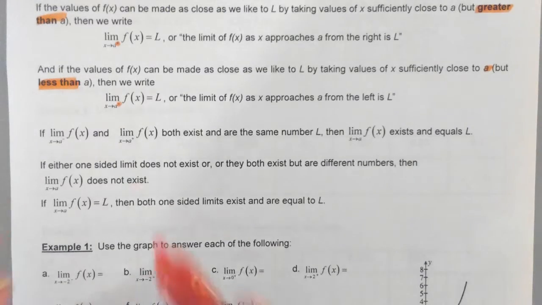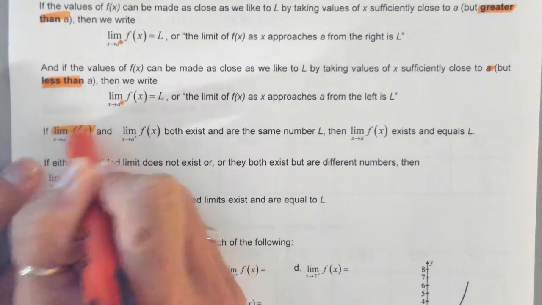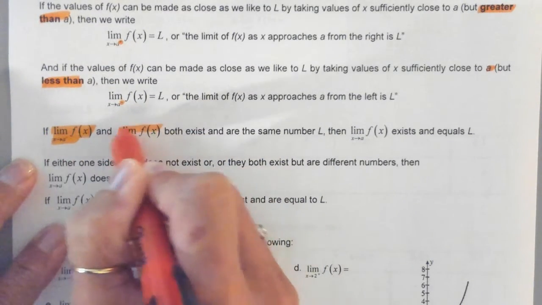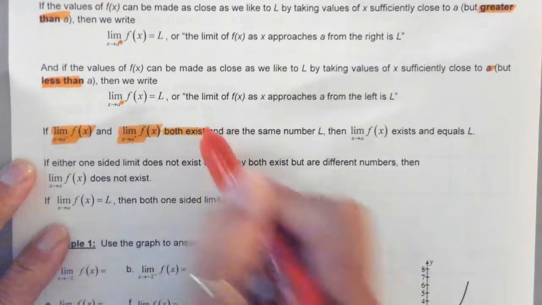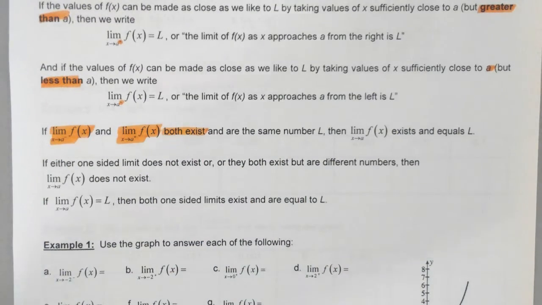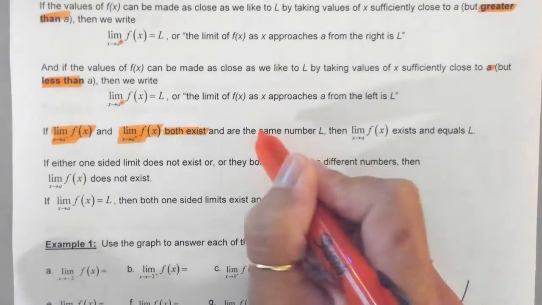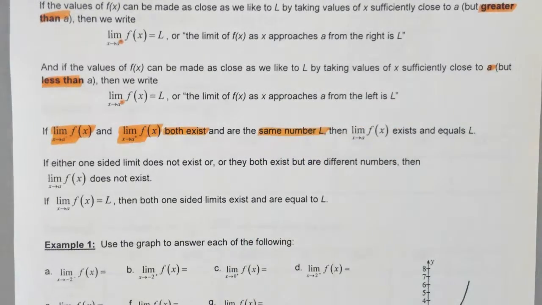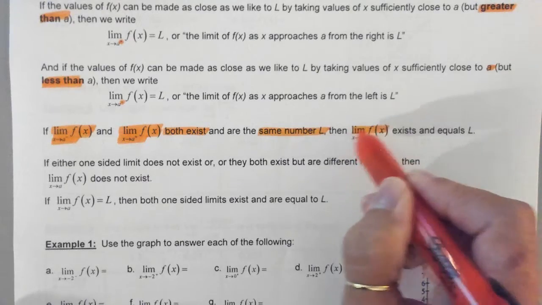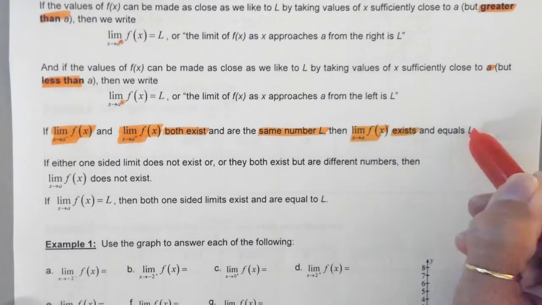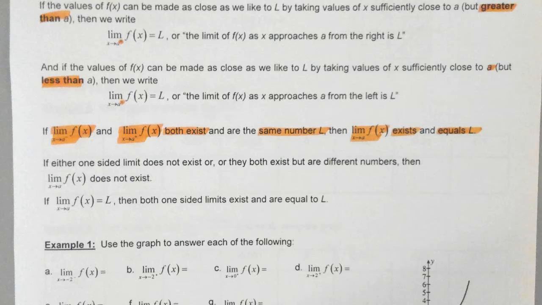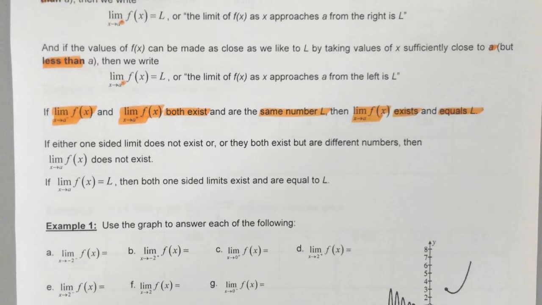So what this is saying in English is if you have your left-handed limit and your right-handed limit, they both exist, meaning they're not undefined, and they are the same given value for y, they're just using L to represent that, then the limit overall as x approaches A would exist and is equal to L. And I'm going to show you numerically what this means if you are unsure.